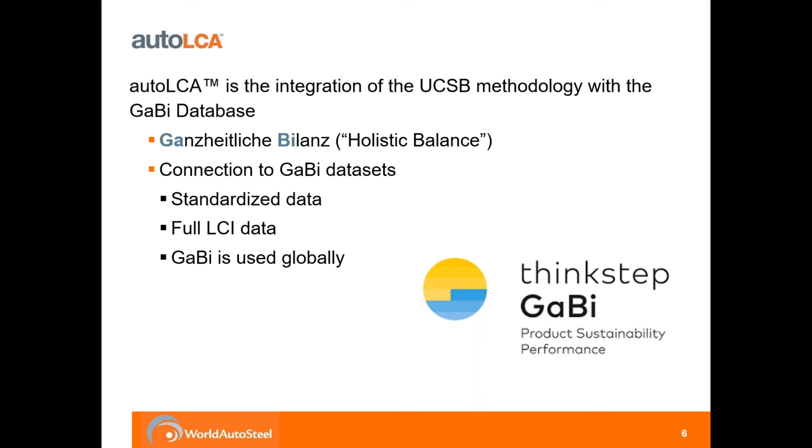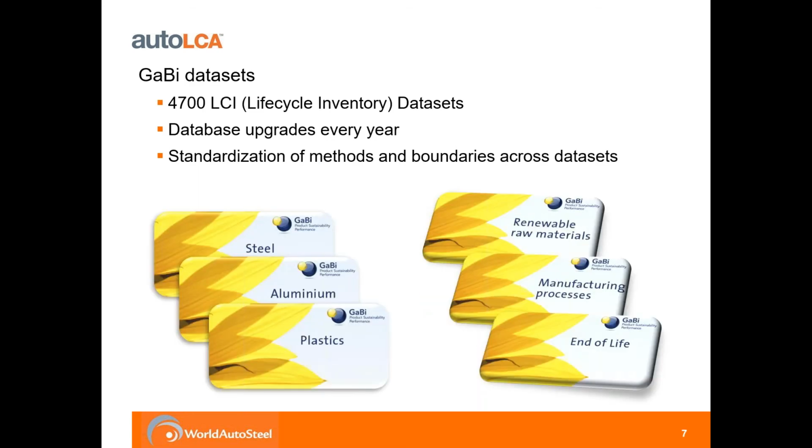As I mentioned, it is full LCI data, which allows us to look at all of these different environmental impacts. And Gabi is a very well-known database. It's used all over the world. Gabi contains thousands of different data sets on many, many different materials and different processes. The database is upgraded annually. And as I said, having the database as a sort of clearinghouse means that there is some standardization of the methods and the boundaries across the data sets.